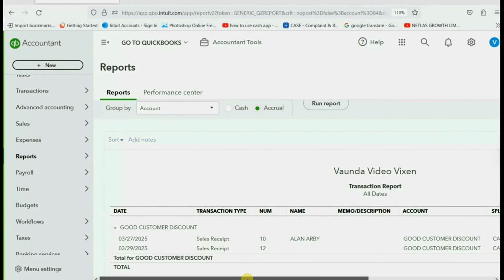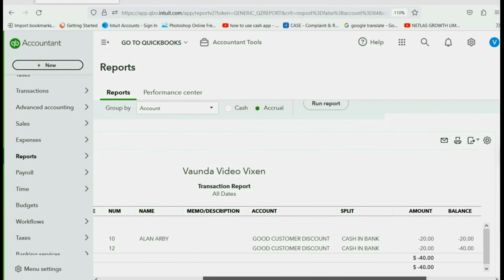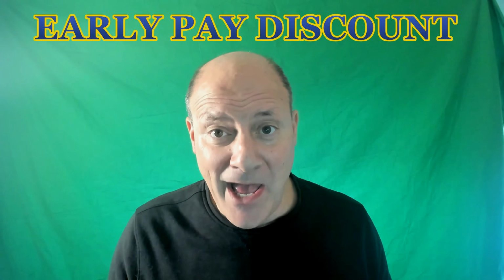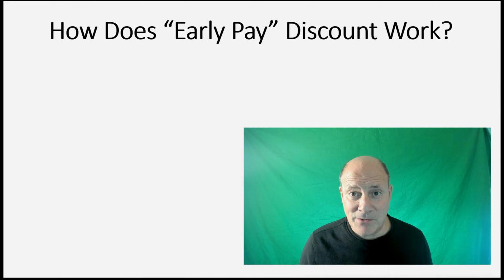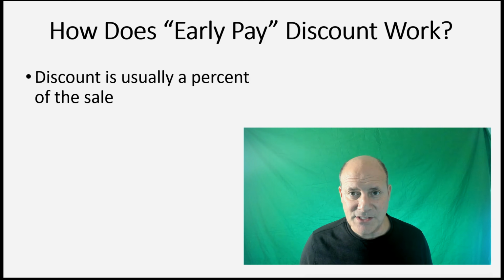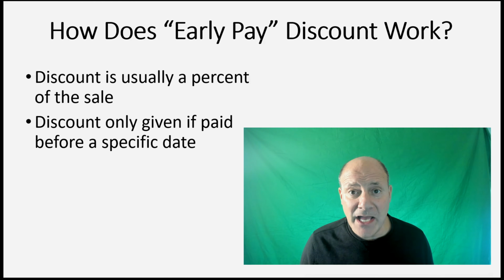It came from the 27th and 29th for each of these sales receipts, respectively. And now, let's talk about early pay discount. This type of discount is almost always a % of the sale, and the client has to pay the entire invoice before a specific date in order to get the discount.